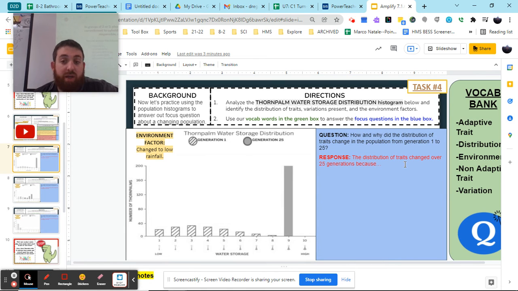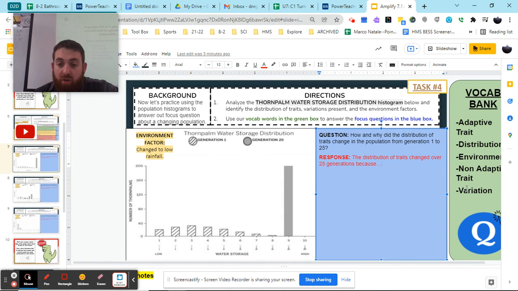When you get to the answer here, you should be pulling in our vocab words, things like adaptive trait, distribution, environment, non-adaptive trait, and variations. So I would say maybe look to answer the question first using the data and then try to pull in the vocab as you go, or add it in after to enrich your answer.